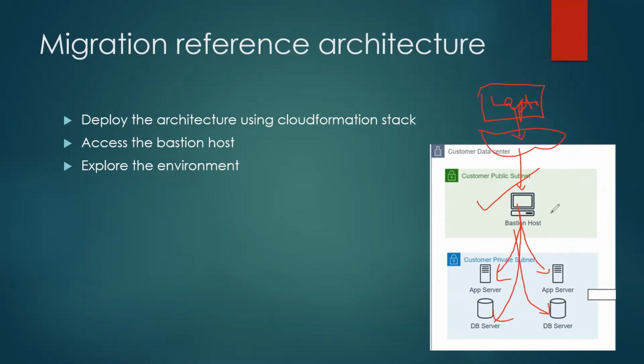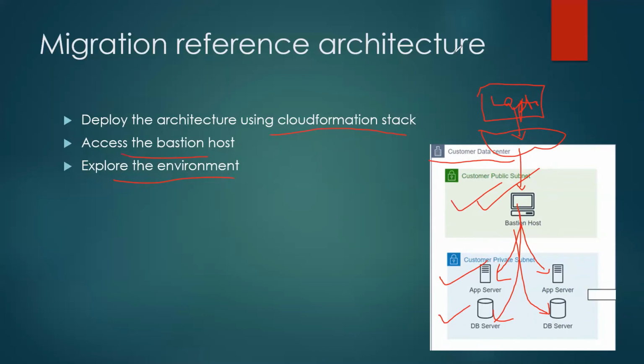We have created all this infrastructure over the AWS cloud, similar to the environment that exists in a customer data center. Using the CloudFormation stack, we will deploy all this infrastructure: the creation of network components, the creation of compute parts, and databases. The creation of the Bastion host, application server, and DB server is done through the CloudFormation stack. Then we access the Bastion and explore our environment. I'll show you all these things practically.